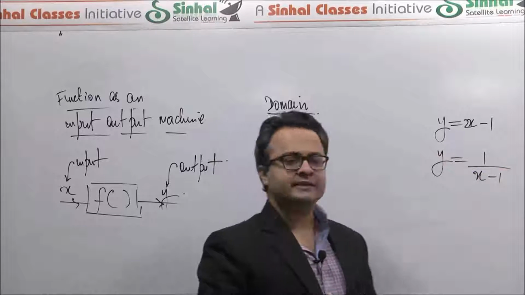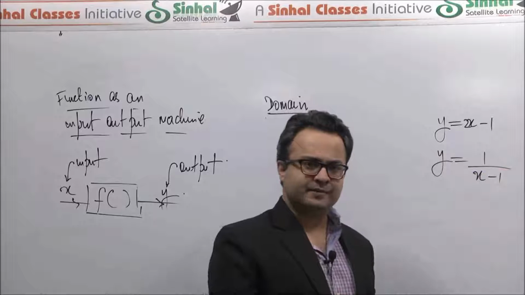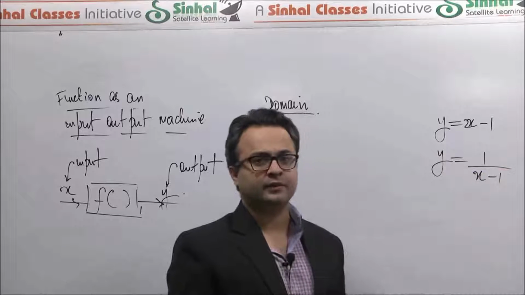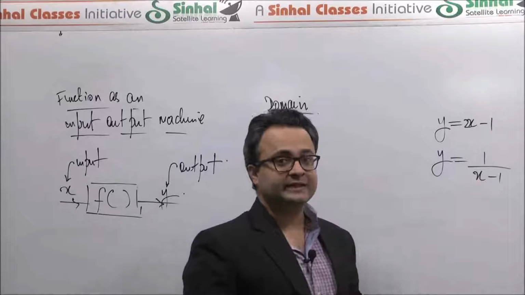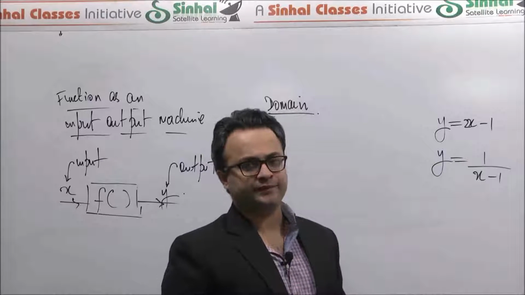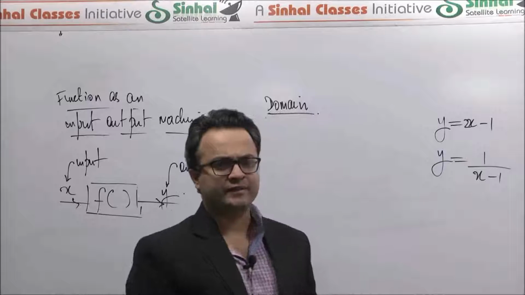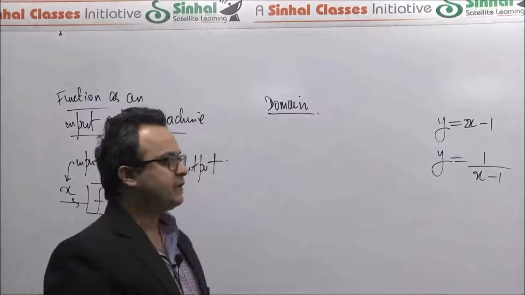Over here, the function is taking the input x, subtracting 1 from it, and then taking a reciprocal. Now it is easy to see that x cannot take all possible real values. Which is that value of x for which there will be a problem? That value clearly is 1.